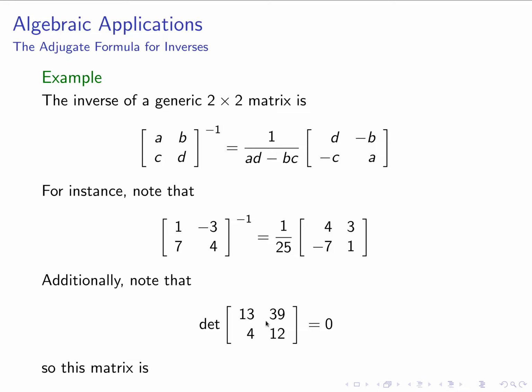Another calculation to look at is here we're looking at a 2 by 2 matrix, but this matrix has the property that its determinant is 0. So 13 times 12 is the same thing as 39 times 4. Once we know the determinant of this matrix is 0, we know immediately that this matrix cannot have an inverse because we can't divide by the determinant in the formula for inverses. So this matrix has to be singular. Singular means does not have an inverse.